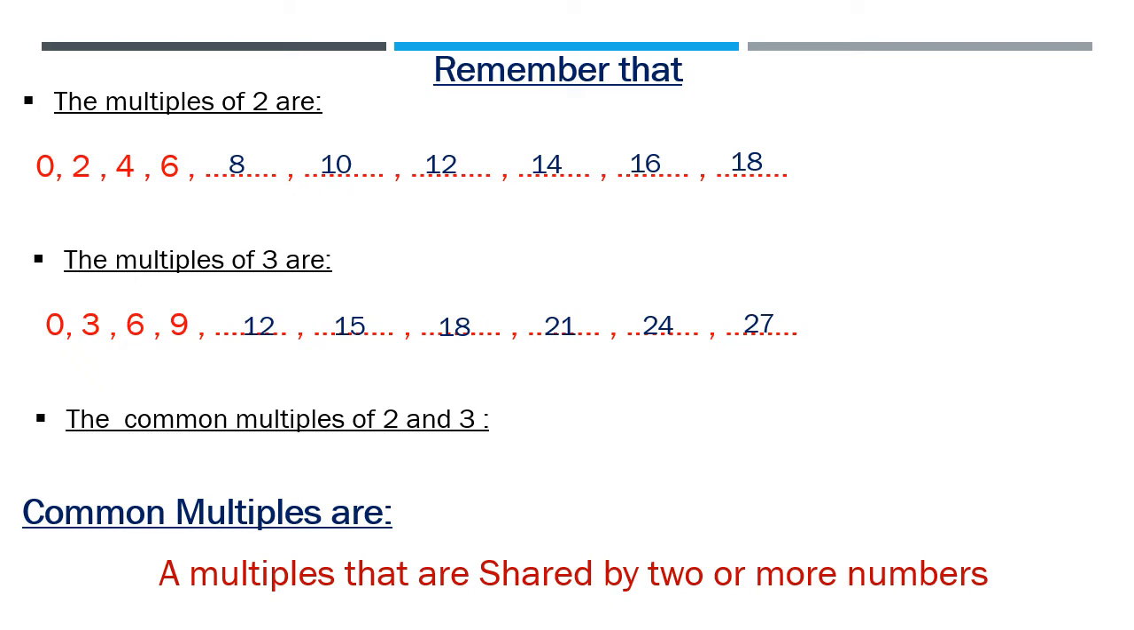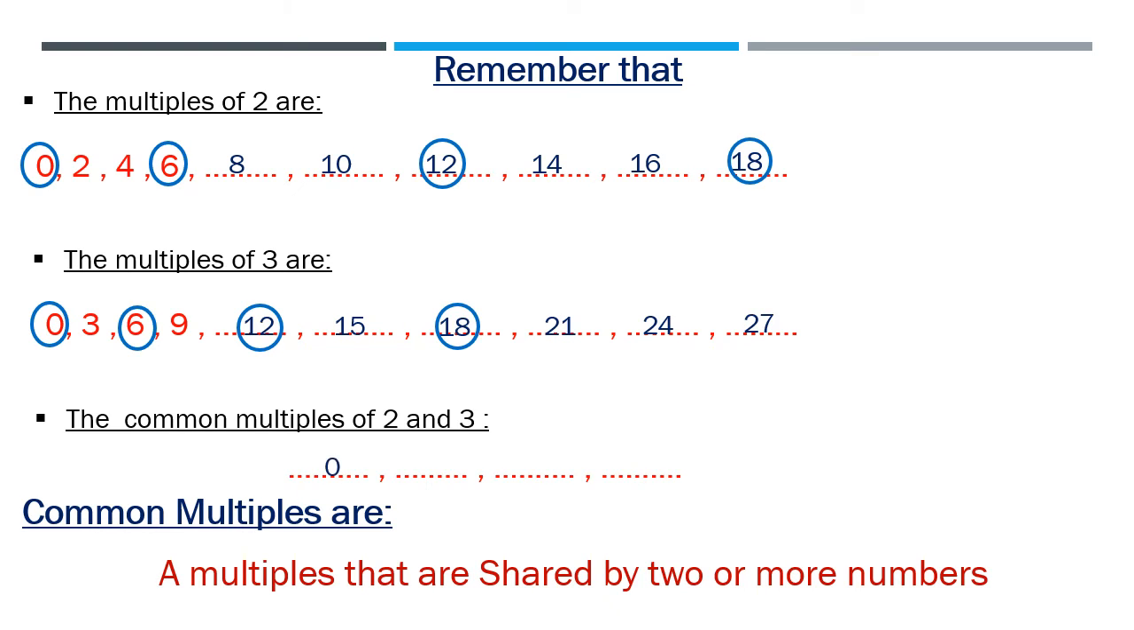Let's see the common multiples between 2 and 3. The sharing numbers here will be 0, 6, 12, 18, and there are many numbers that we have to get the common multiples from, okay? So the common multiples of 2 and 3 from all of these numbers will be 0, 6, 12, and 18.